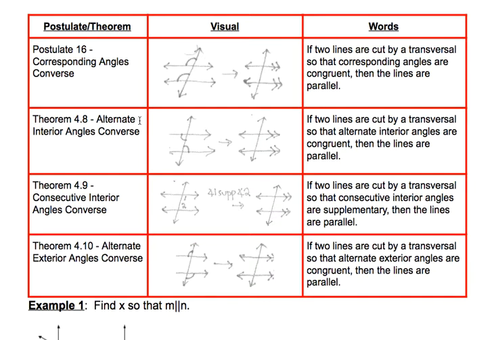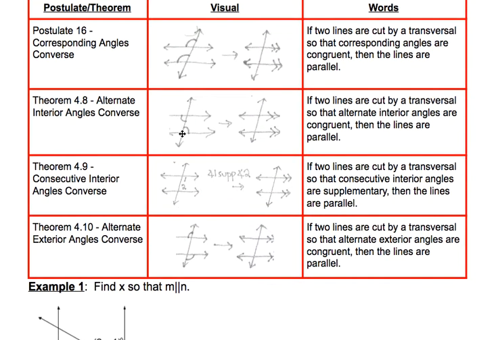Our next one is the alternate interior angles converse, which says if alternate interior angles are congruent, then the two lines are parallel. Consecutive interior angles converse says if consecutive interior angles are supplementary, then the lines are parallel. And the last one is the alternate exterior angles converse, which says that if the alternate exterior angles are congruent, then the lines are parallel. So these are methods that we can use to prove that lines are parallel if we are given some congruent angles.